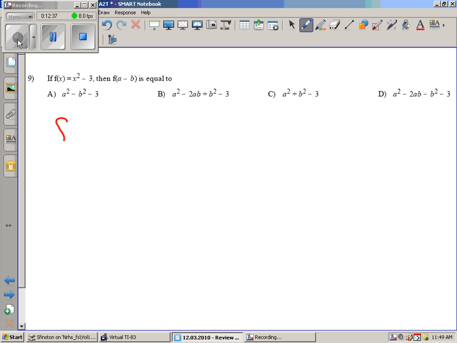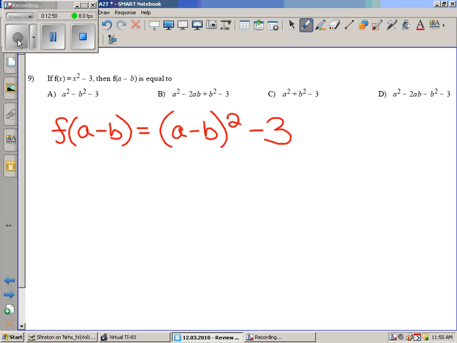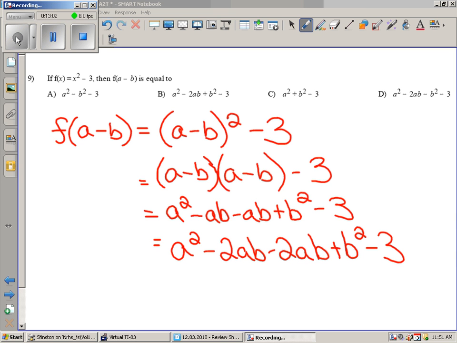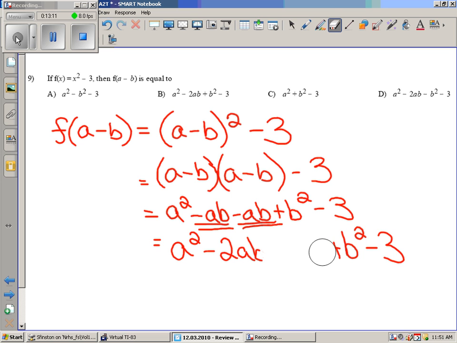Here it's just a substitution problem, right? We're just going to sub in a minus b into the original equation. After you sub in the a minus b, you might want to rewrite it like this. This helps you remember that you're supposed to FOIL. And after you FOIL, you should get this. And finally, by combining like terms, these two right here, you get this. Sorry about that, I made a mistake. I wrote it twice. You should get minus 2ab plus b squared minus 3. And that should be choice B.